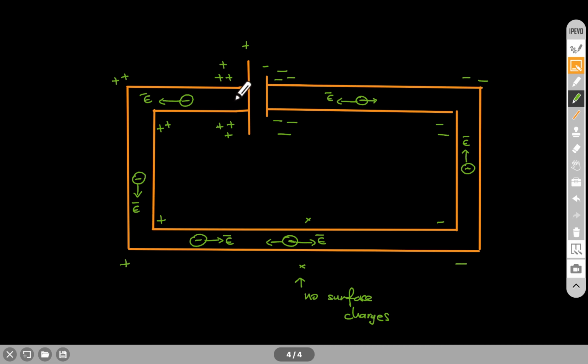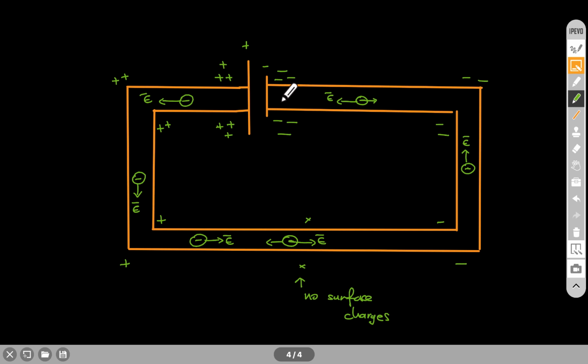Now, you may wonder, so those surface charges, can I see any effects that they have? Can I measure them somehow? How do I know that they really exist? There is, yes, an experiment you can do to detect the presence of those surface charges.